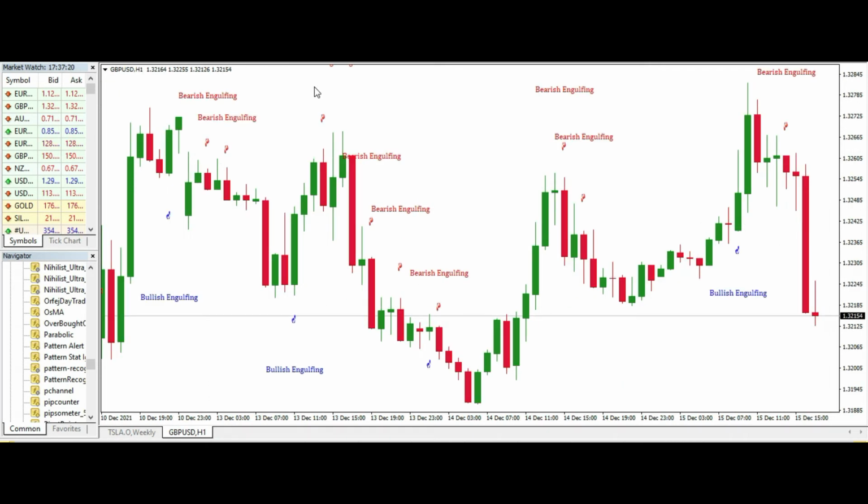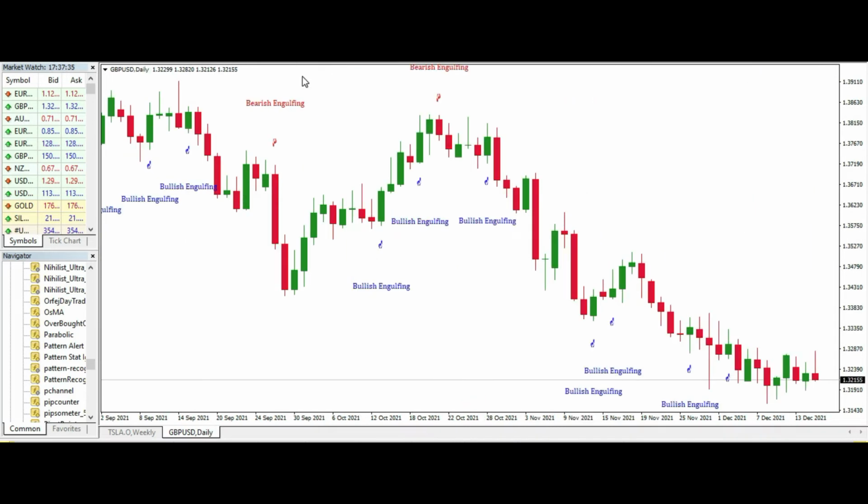Of course, if you use the bullish indicator and a bullish pattern on a 1 hour chart, you will have a lot of bullish engulfing patterns. But my advice, there is a lot of noise here.